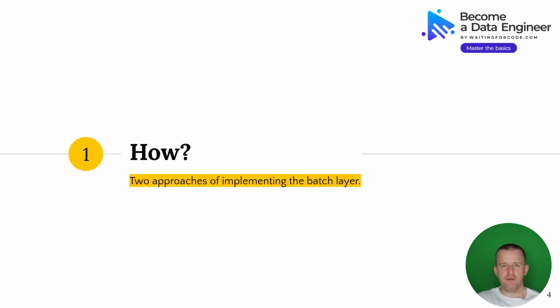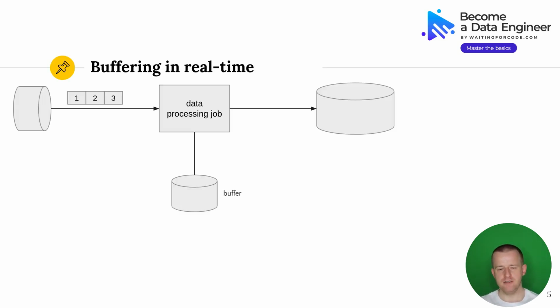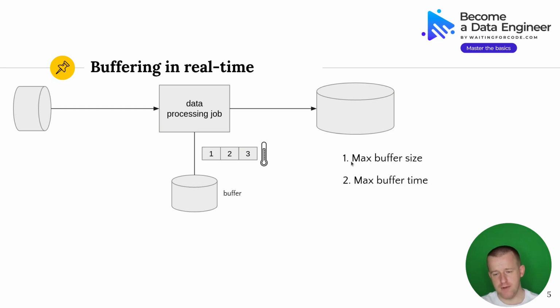And the question is how to implement this batch layer. There are two big categories of solutions. The first of them uses buffering. Generally, whenever you have the records read, your data processing job stores them in an in-memory buffer that can eventually be checkpointed for fault tolerance. And now, if one of these conditions happens, so the buffer reaches the max size or the buffer time is reached, then at that moment the job will write the data to the at-rest storage.